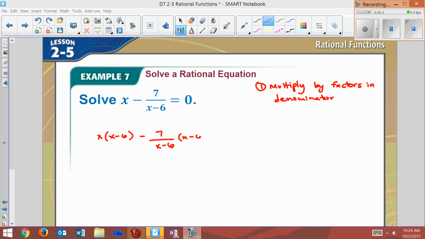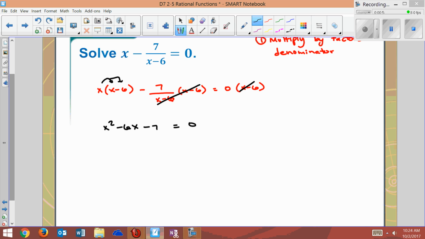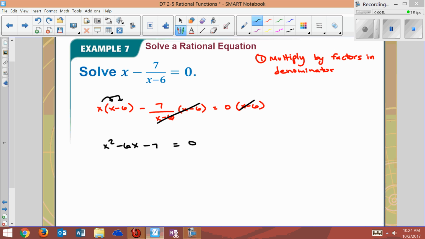And so the reason I do this is you will see here in a second that when I multiply, some of this will go away. So this part goes away here. This part, because it multiplies times 0, is gone. And here I just distribute. So I would have x squared minus 6x minus 7 equals 0. Now I can solve like any other quadratic we've seen before.